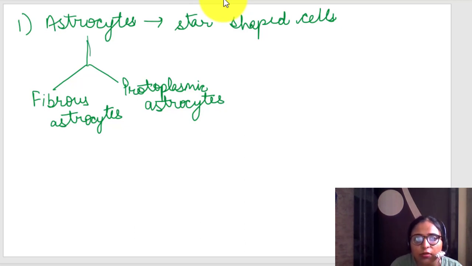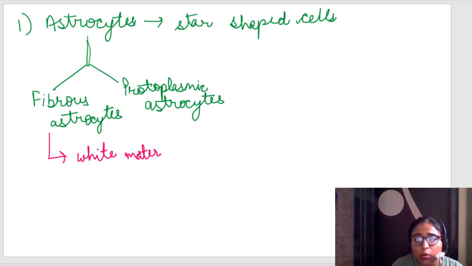And if we see, they are further classified into two types: your fibrous astrocytes and your protoplasmic astrocytes. Now if I talk about the fibrous astrocyte only, what is the speciality of the fibrous astrocyte? Your fibrous astrocytes are present or widely distributed in your white matter. You know now what is gray matter and what is white matter.